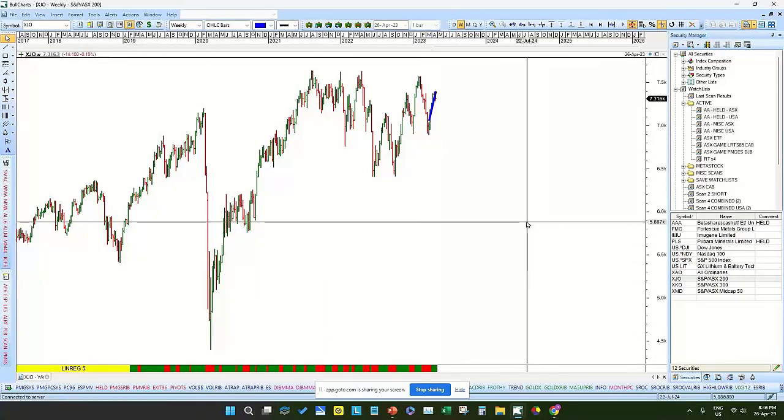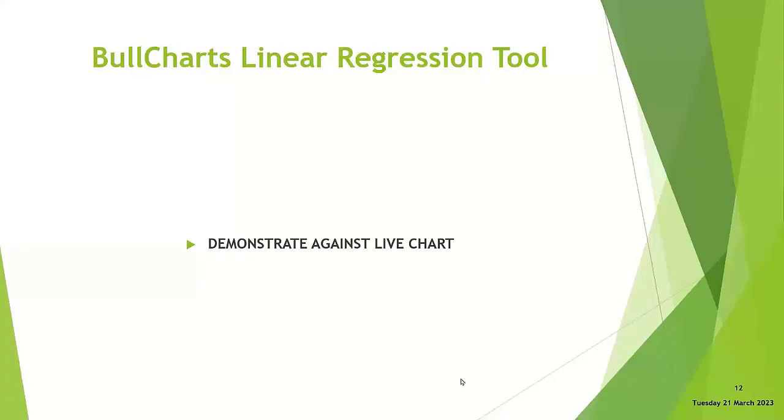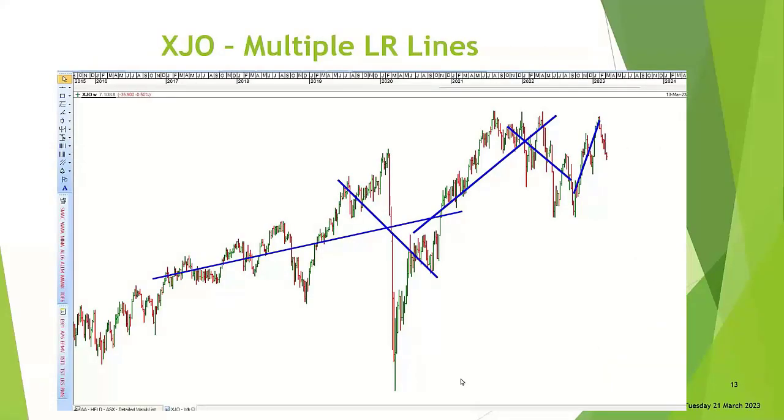Right, let's go back to the PowerPoint. So I showed you there a linear regression line in BullCharts, one line moving across the screen that gives you the concept of the slope across time. And I indicated that a linear regression line at the right-hand side is the one that's arguably most important to you, because that's telling you what it's doing at this moment in time.